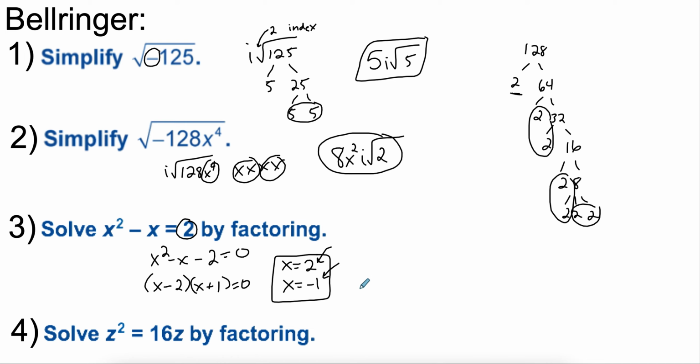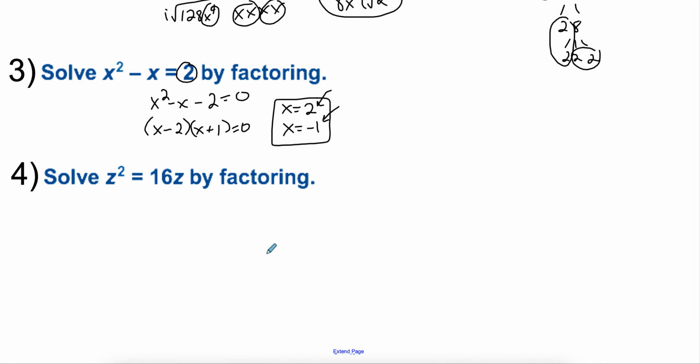All right. Last one, same kind of idea. We are going to solve this by factoring. In order to factor, we got to have everything on one side. So we're going to move that 16z over.